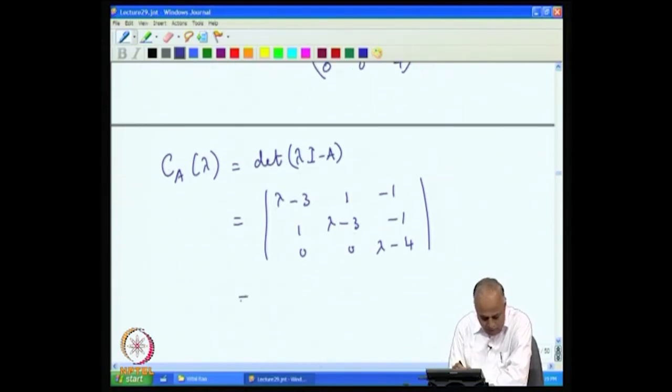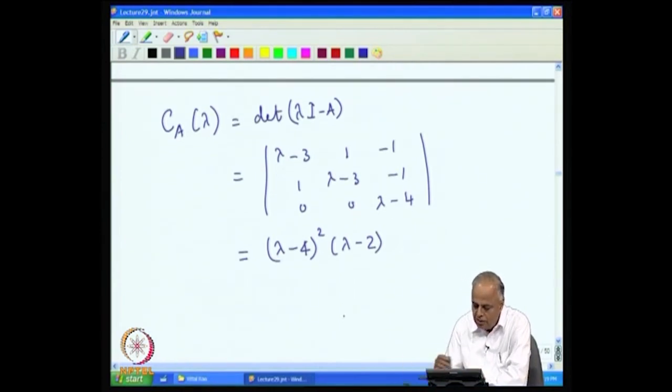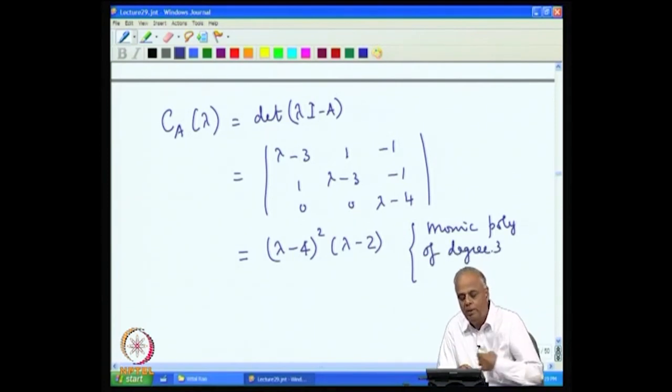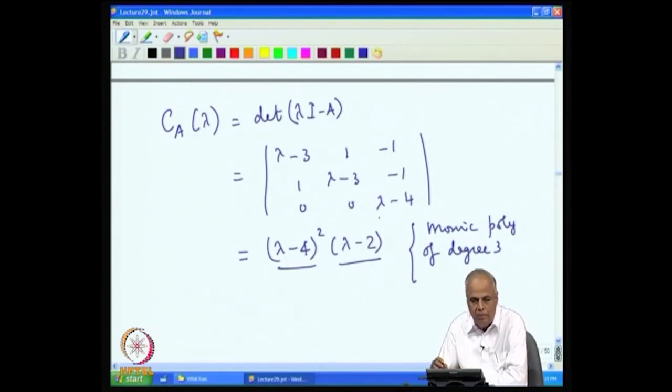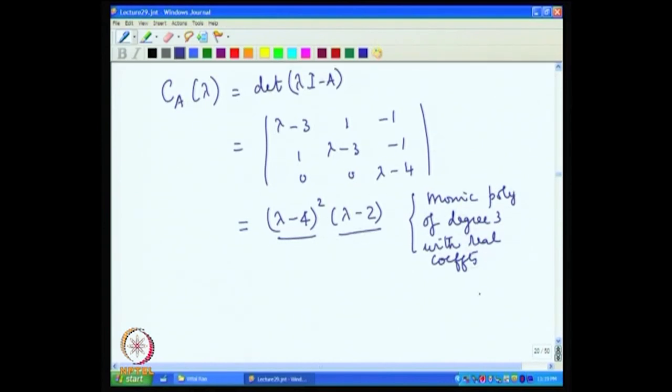If we expand this determinant, this turns out to be (lambda minus 4) whole squared into (lambda minus 2). So, this again is a monic polynomial of degree 3. The degree is 3 because it is a 3 by 3 matrix, and when you expand this, there will be a lambda squared term in the first factor and a lambda term in the second, and the product will be lambda cubed. So, the cubed term has coefficient 1. It is a monic polynomial of degree 3 with real coefficients.